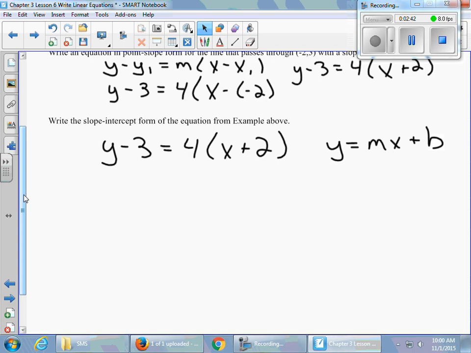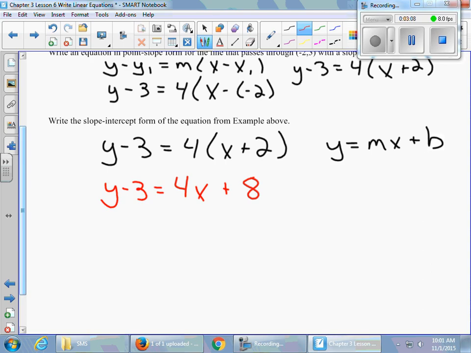So we got to do a couple things here to move things around. First, we're going to do our order of operations. We have a parenthesis. Can we do anything inside the parenthesis first? x plus 2, no. But we do have a number outside, so we can distribute. So we take our y minus 3 equals, and 4 times x gives us 4x. 4 times a positive 2 gives us a positive 8.